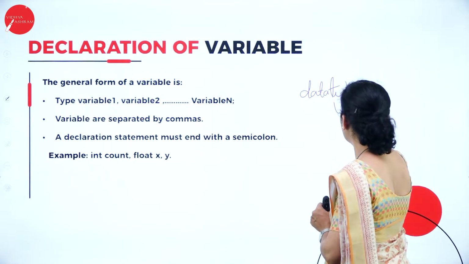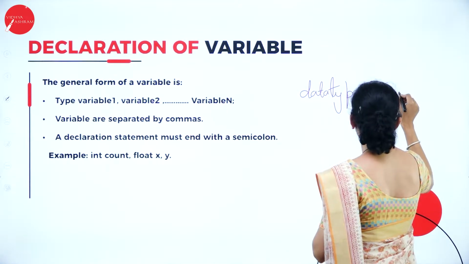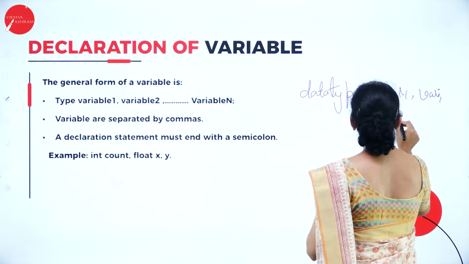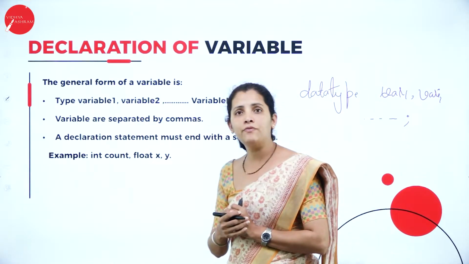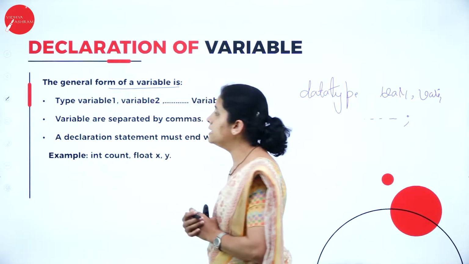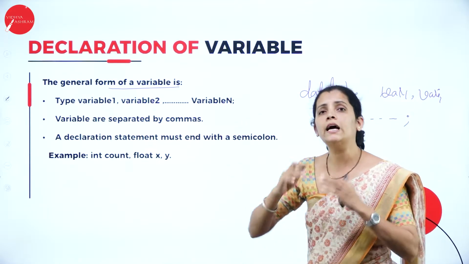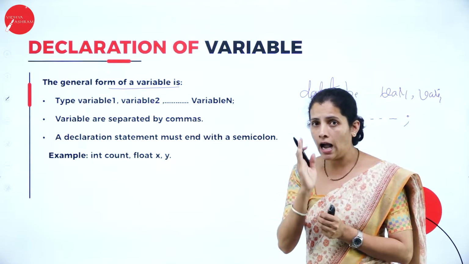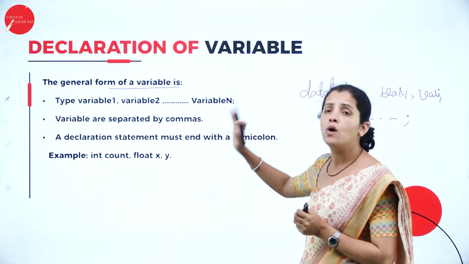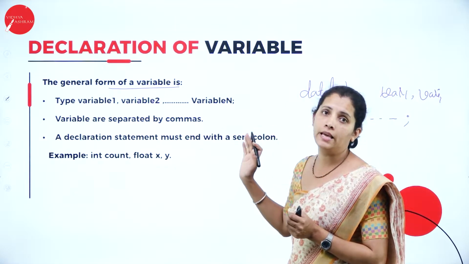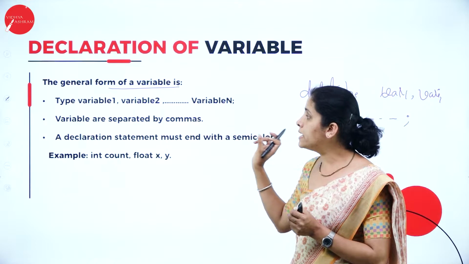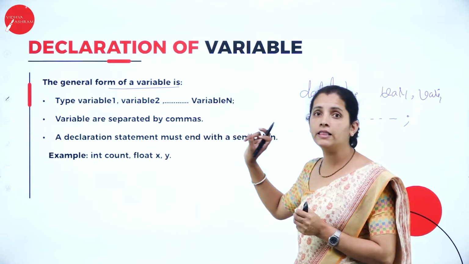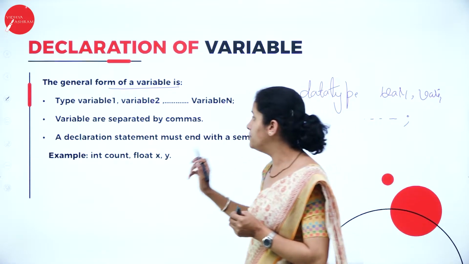So it is data type, then I'm going to have variable 1, variable 2, and so on. The general form of a variable declaration is, first I want to define the type of data. That means which type of data I'm going to use. Along with that, I want to specify the valid variable name. So what is a variable name here? It's nothing but the identifier used to identify the particular variable.